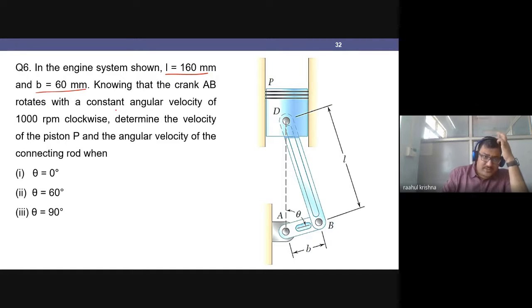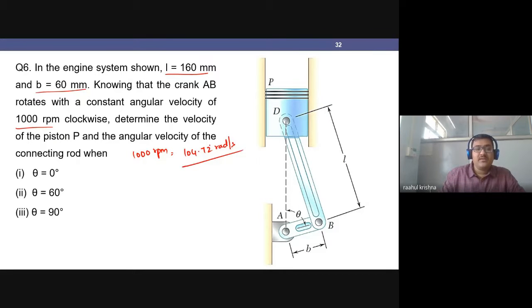It is rotating with a constant angular velocity of 1000 rpm. 1000 rpm means how much in radians per second? It is 104.72 radians per second. That is my angular velocity. Now I am supposed to determine the velocity of the piston D and the angular velocity of the connecting rod for three given cases. The first case is when theta is 0 degrees.